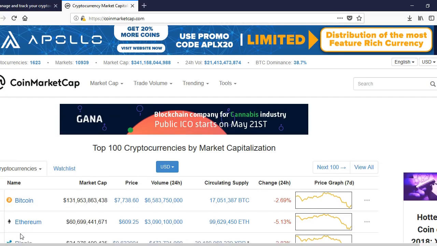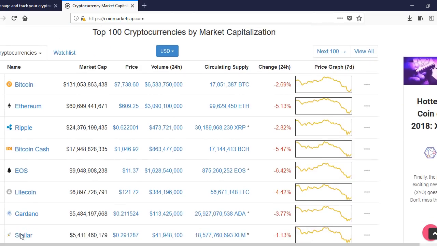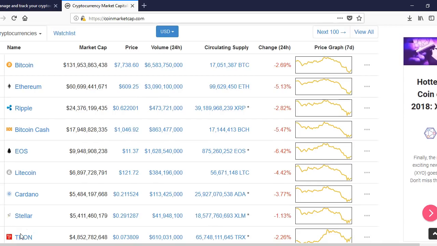Let's check out the market. See a red. Bitcoin's down 2.69%. Ethereum's down 5.13%. Ripple's down 2.82%. Bitcoin Cash is down 5.47%.